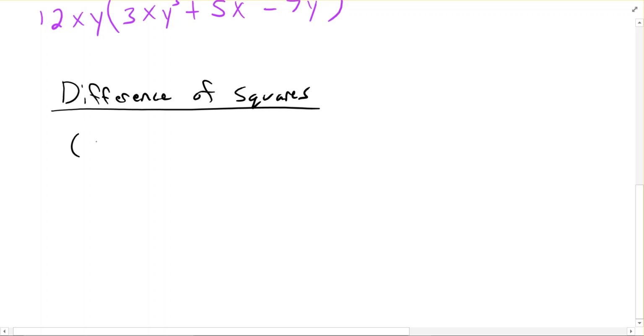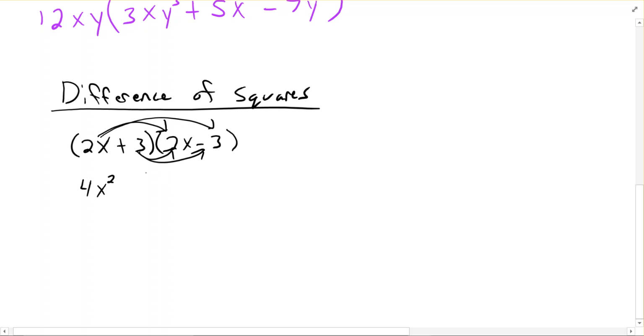So let's say that we had something like 2x plus 3. And then remember from last unit we were talking about conjugate pairs? So what if we had 2x minus 3? And I say, okay, let's multiply these together. So if we do that, we've got to go FOIL, right? That one times that one, that times that, that times that, and that times that. So that becomes 4x squared, and then minus 6x plus 6x minus 9.